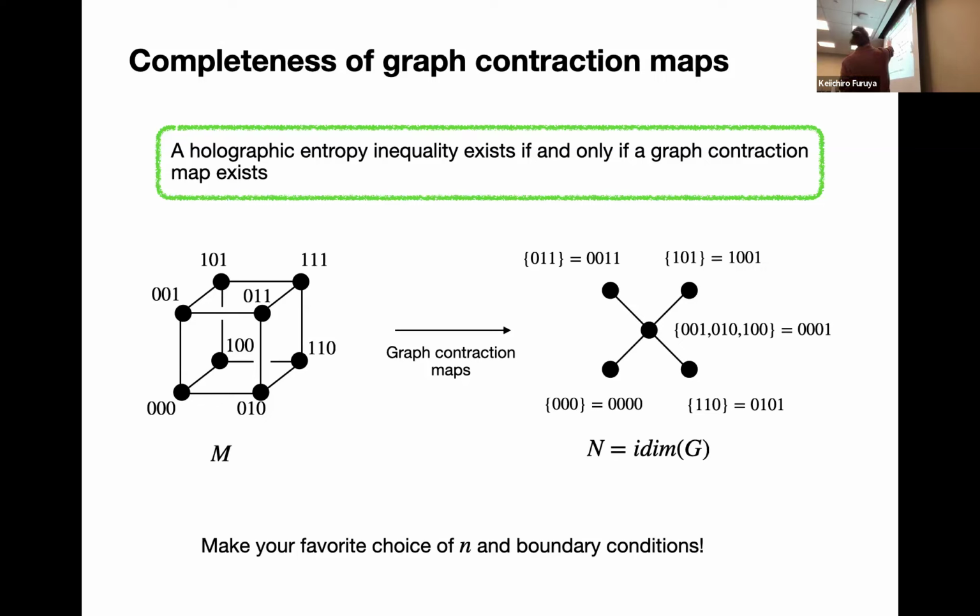Because the contraction map has completeness, the graph contraction map also has completeness. So if you have a hypercube, and let's say you found a graph contraction that gives you a partial cube, this is just a graph theoretical statement, but having this implies that there is an inequality or inequalities corresponding to this graph and graph contraction map.